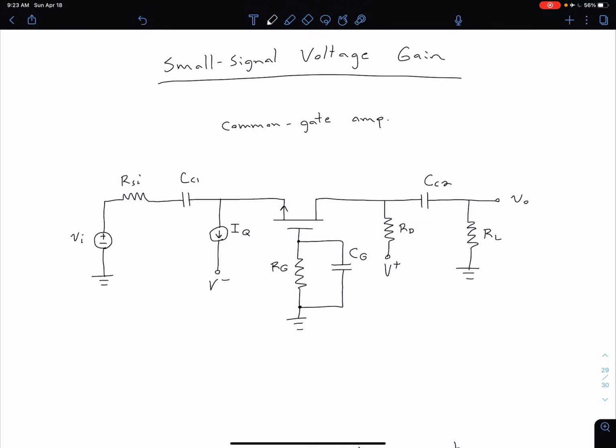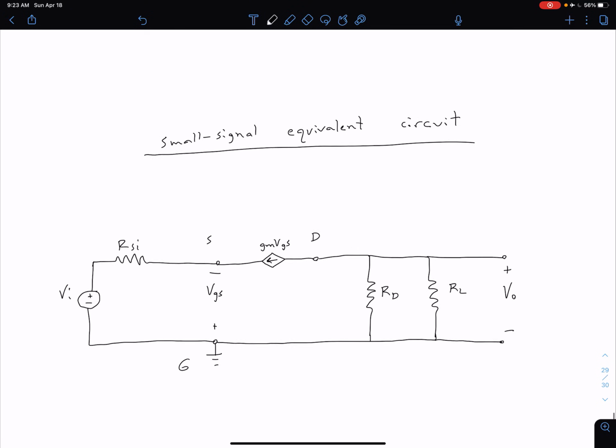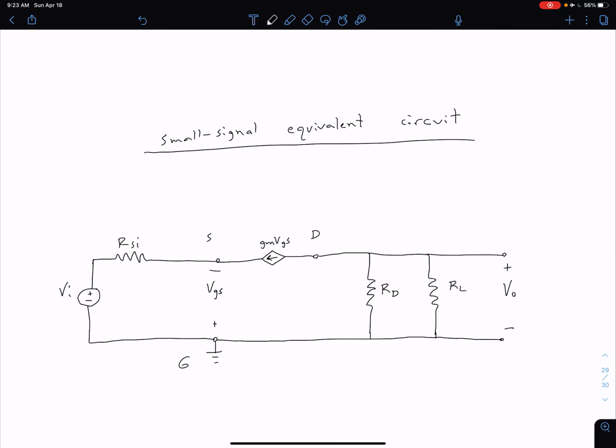So let's come back to this small signal voltage gain of our common gate amplifier. I've copied our basic circuit here. This is the same thing we saw in the previous video. And here's the small signal equivalent circuit that we had for the circuit above in the previous video as well.